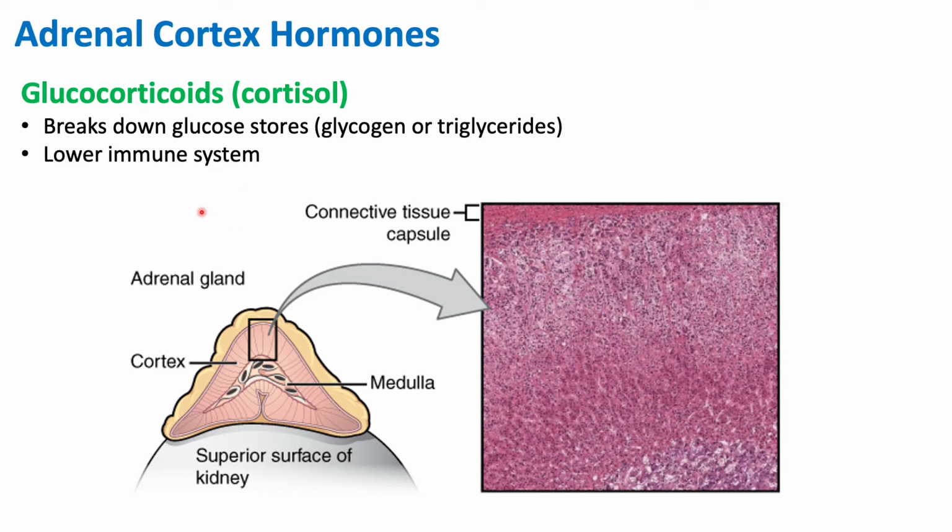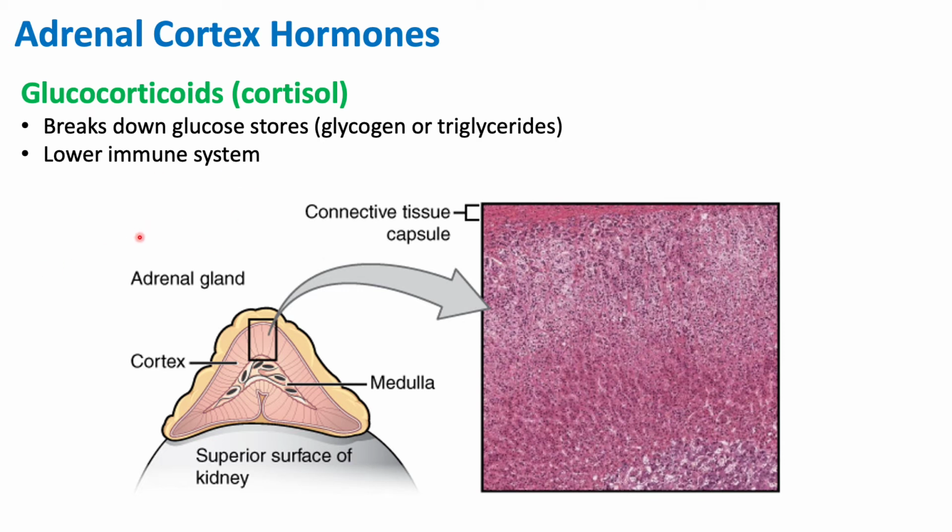Well, essentially, we want to lower our immune system to suppress inflammation. We do not want to be inflamed all the time because that can be highly uncomfortable, and we don't want that. So glucocorticoids help to lower our immune system when we no longer require that inflammation.